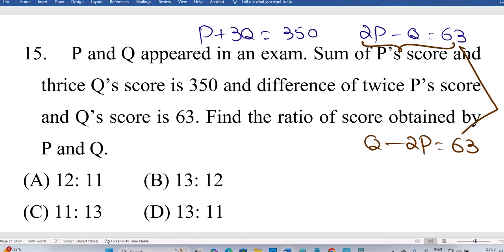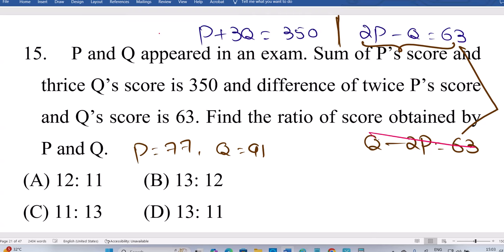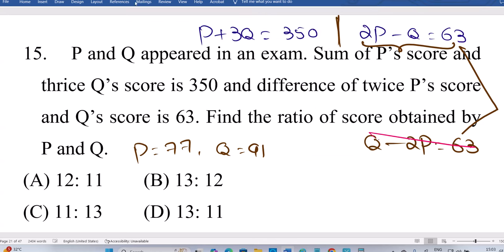Answer: 11 and 13. Okay, what's the P value? What's the Q value? P value is 77, Q value is 91. So we are using the first two equations only. Okay, solve this. P is 77 and Q is 91. I think there's no need to discuss how to solve the equation. You can double the first one and then subtract, find the Q value, then find the P value. That's not a big deal.